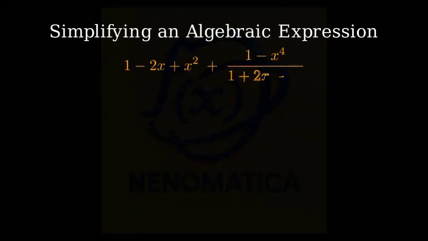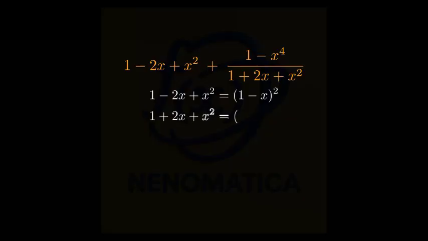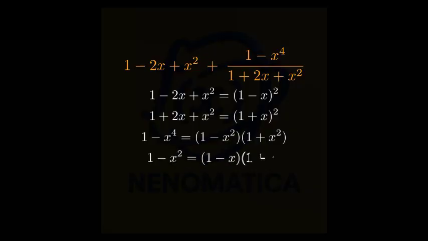Here is the expression we want to simplify. First, recognize two classic square trinomials. 1 minus 2x plus x squared is the square of 1 minus x, and 1 plus 2x plus x squared is the square of 1 plus x. Next, factor 1 minus x to the fourth. 1 minus x to the fourth equals 1 minus x squared times 1 plus x squared, and 1 minus x squared further factors as 1 minus x times 1 plus x.